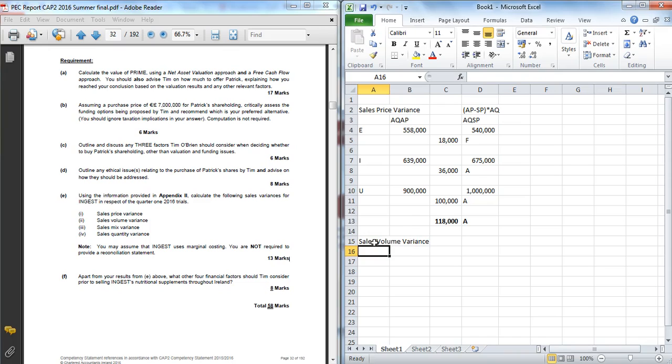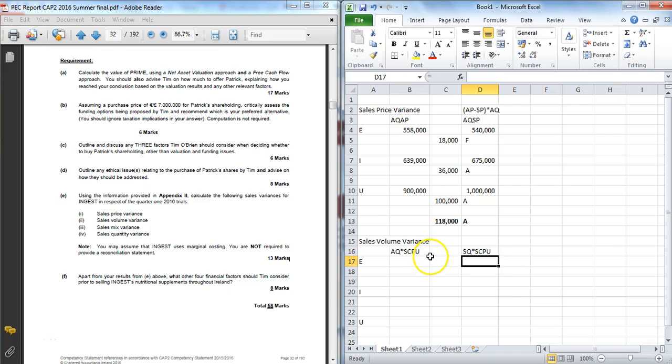So sales volume variance looks at, did you sell more or less units than expected? And again, we're doing the same structure. It's E for EGO, I for IGO, and U for UGO. In this case, be very careful here. You're looking at a slightly different one. You're looking at actual quantity times standard contribution per unit, minus standard quantity times standard contribution per unit.